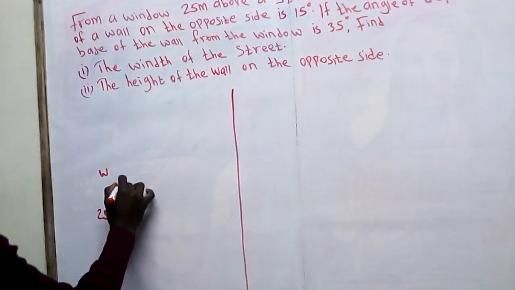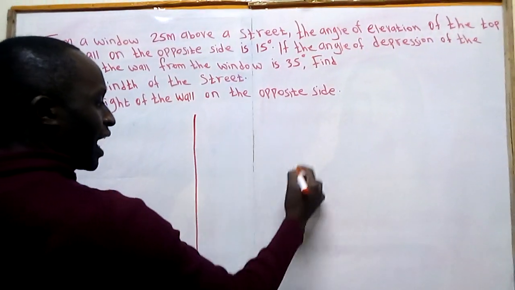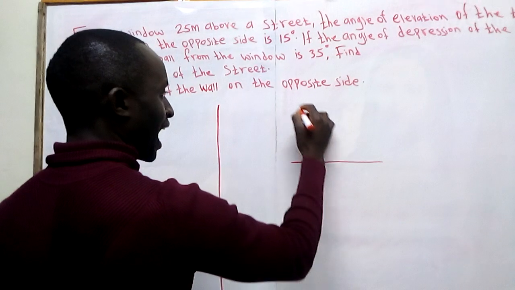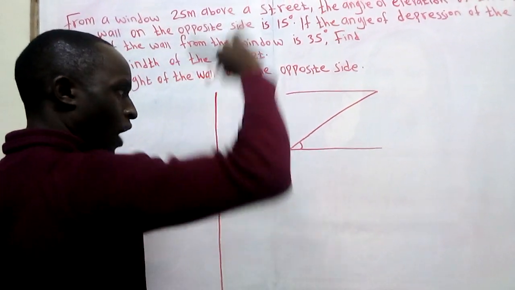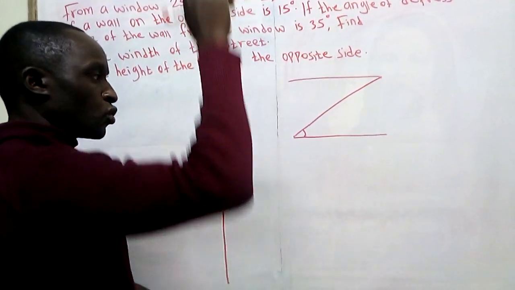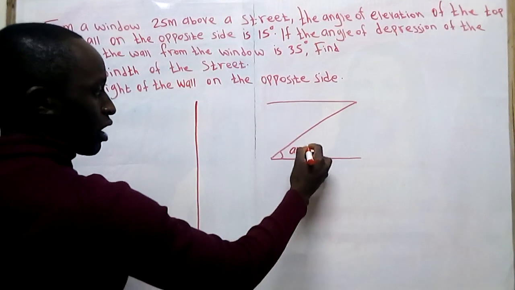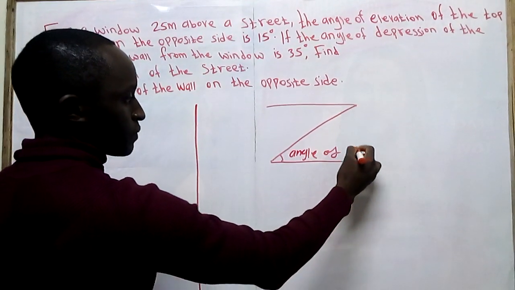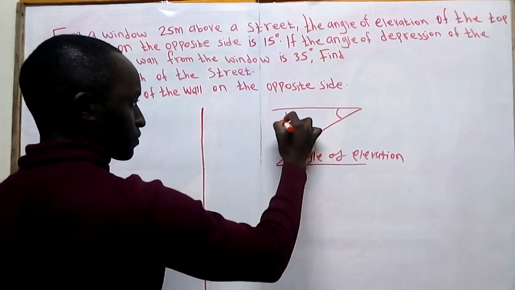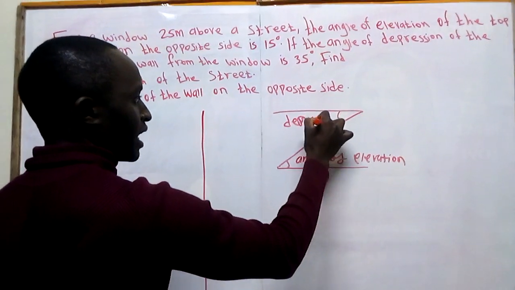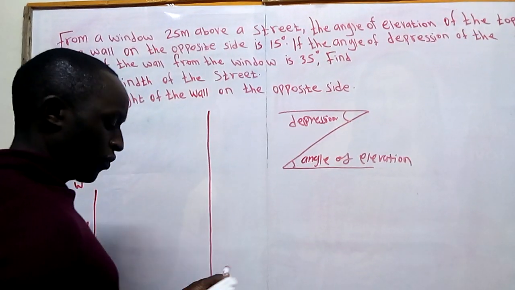When you are here at the window, there's one thing first of all I want to teach you. We have the angle of elevation and the angle of depression. The angle of elevation is always this one, the one that enables you to look at things on the top. Therefore, this is the angle of elevation. And the angle of depression is this one. Therefore, the angle of depression is equal to the angle of elevation.